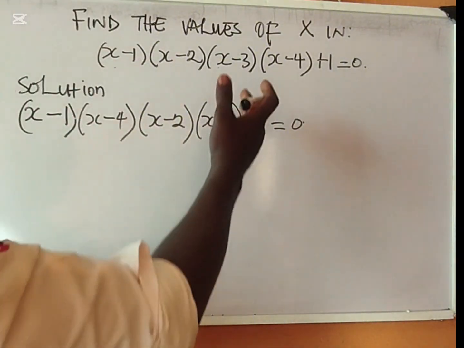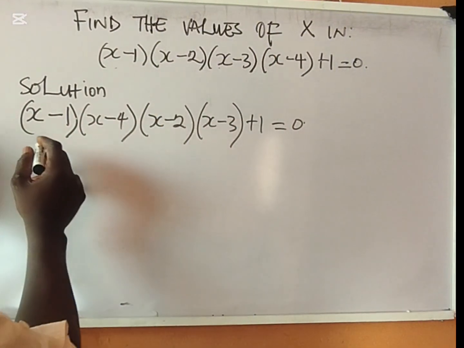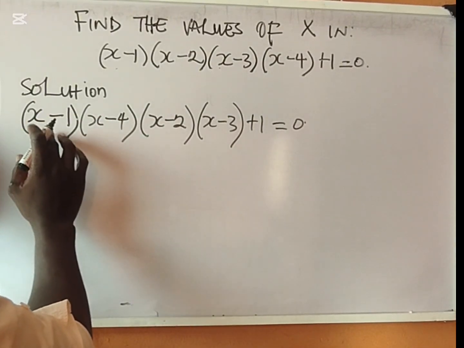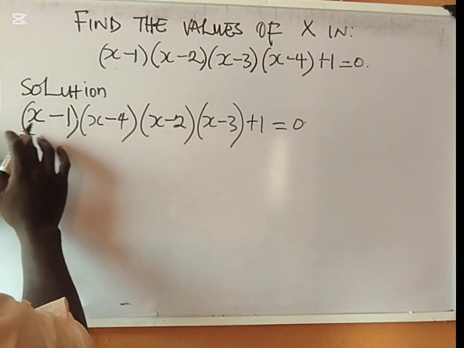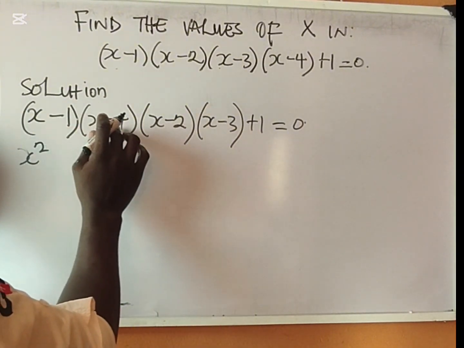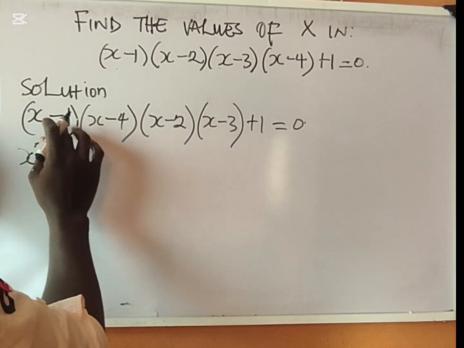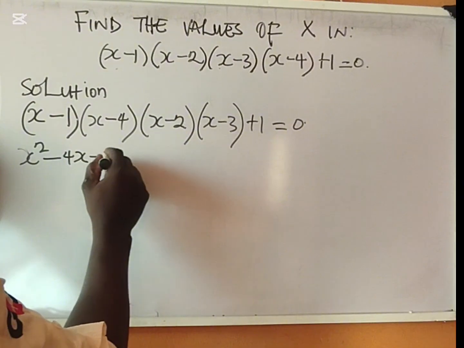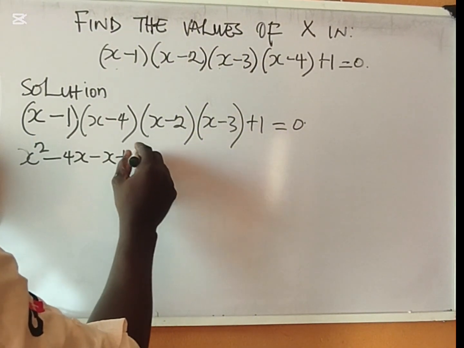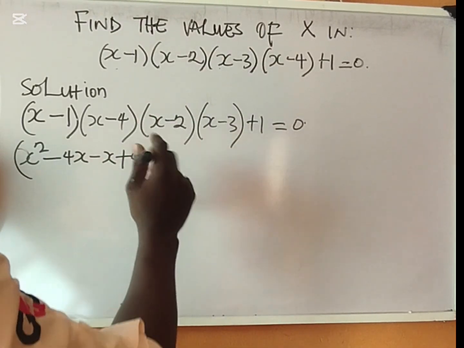We just rearranged the equation and we got this. What we're going to do next is to multiply these first two terms. It will become x times x gives x squared, x times minus 4 gives minus 4x, minus 1 times x gives minus x, minus 1 times minus 4 gives plus 4. I'll close this bracket. I will multiply these two times 2.